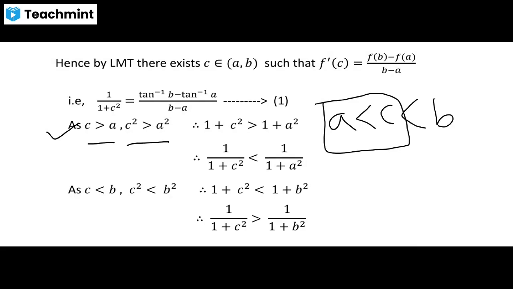Squaring on both sides, c square is greater than a square. Will you agree? c is greater than a means c square is also greater than a square, isn't it? Are you following? Yes, sir.